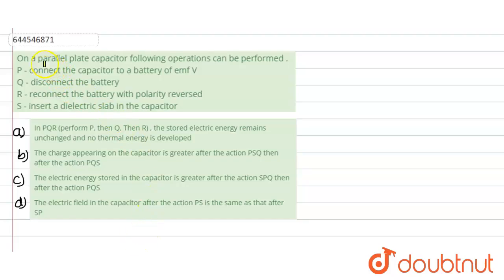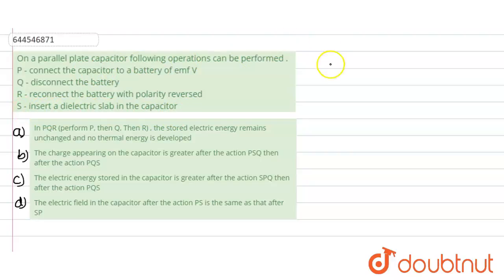Hello everyone, let us start with our question. In this question, it is given that there is a parallel plate capacitor on which we are doing the following operations. In the P operation, we connect the capacitor to a battery of EMF V and then disconnect the battery. This is our operation Q. Then in R, we reconnect the battery with the polarity reversed, and in S we insert a dielectric. Now we just represent this situation.